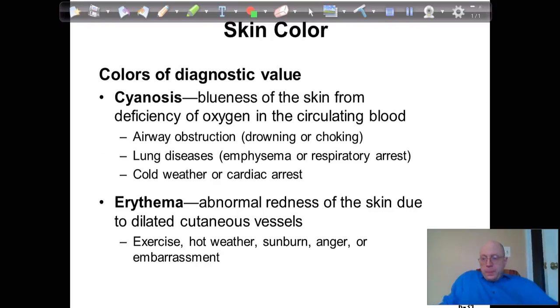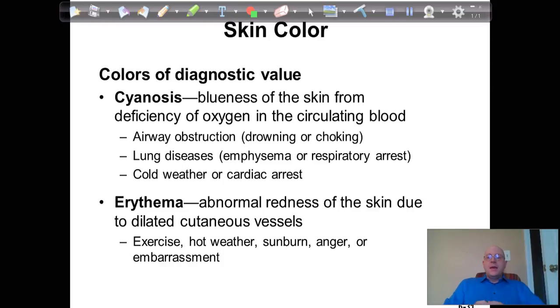Alright, now, here's a little bit more on skin color that doesn't have to do quite so much with a healthy individual, but things that may be not necessarily unhealthy, but just not the norm. Okay? So, colors of diagnostic value. If you see these colors on a person's skin, it tells you something about their state of health.